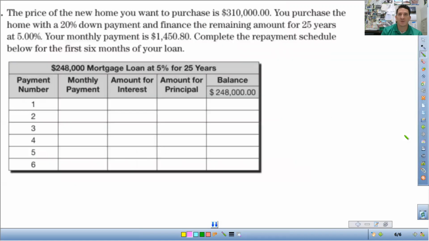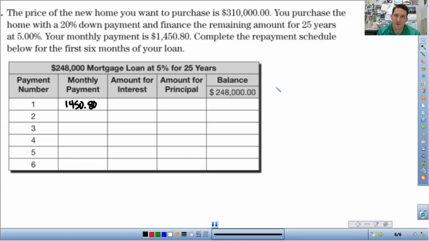So let's look at how this is calculated. The price of a new home you want to purchase is $310,000. You purchase the home with a 20% down payment and finance the remaining amount for 25 years at 5%. Your monthly payment is $1,450.80. Complete the payment schedule. So $1,450.80. The amount of interest.